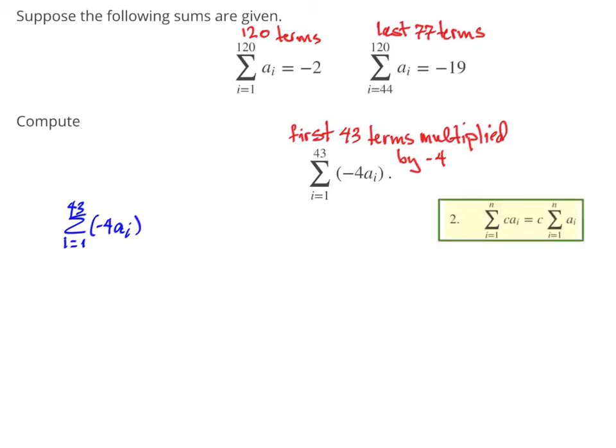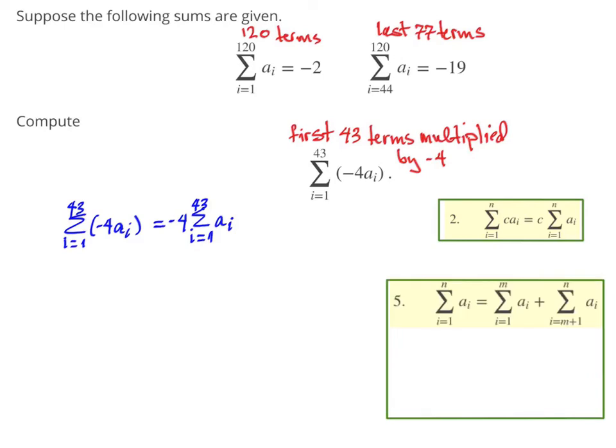So the first property we can use is the distributive property that says we can pull that negative 4 out in front. So it's negative 4 times the sum of the first 43 terms. And that's good. How do we get the sum of the first 43 terms from the sum of all 120 and the sum of just the last 77? Well, let's look at property 5. It's one of the associative properties.